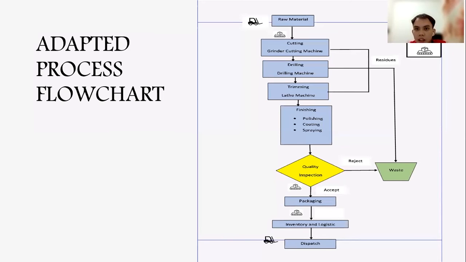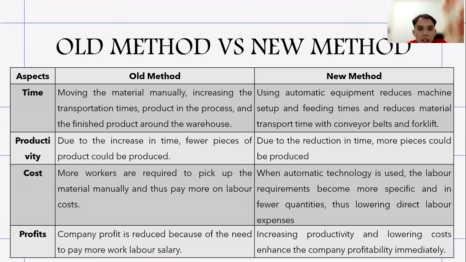In this plan, as you can see, we add a forklift and conveyor. Now I will talk about the old method versus the new method. There are four aspects. First, time. For the old method, moving the material manually increases the transportation time of product in process and the finished product around the warehouse. Using automatic equipment reduces machine setup and feeding time, and reduces material transport time with the conveyor belt and forklift.